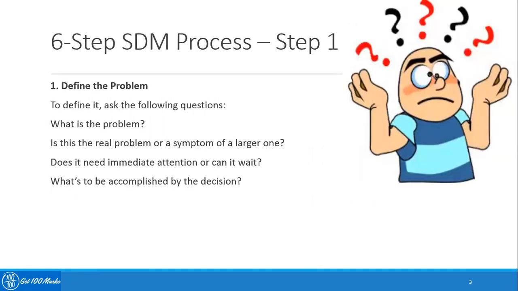The first step of the strategic decision making process is to define the problem. To define the problem, one has to ask the following questions. What is the problem? Is this the real problem or a symptom of a larger one? Does it need immediate attention or can it wait? And what is to be accomplished by the decision?